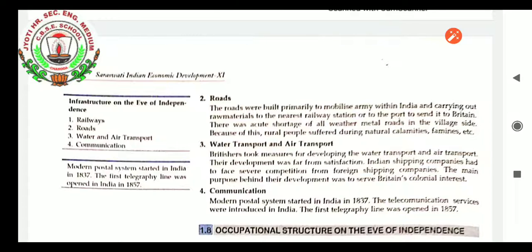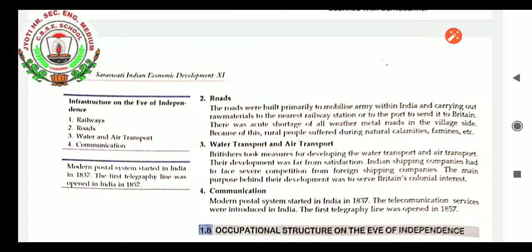If a road is not constructed, they have to make the route. They have to remember the route. They have to make some graph of that route. But now it became easy when the roads were developed by the Britishers to connect one place to another, and to carry raw materials to the nearest railway station or to the port to send them to Britain. There was an acute shortage of all-weather metalled roads in the village side, because of which rural people suffered during natural calamities, famines, etc.